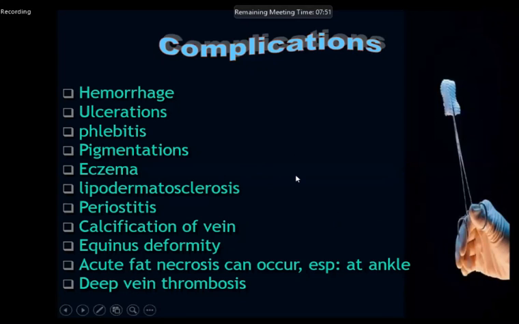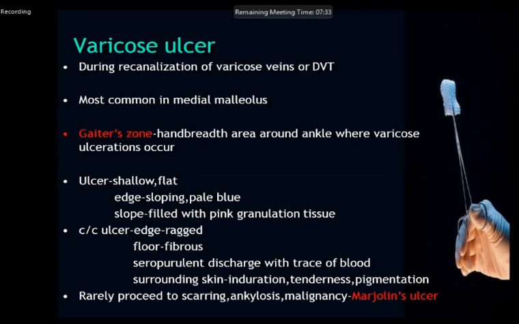The next complication is lipodermatosclerosis, which is inflammation and fibrosis in the subcutaneous tissue. Periostitis, calcification of veins, equinus deformity, acute fat necrosis, especially at the ankle, and at the end deep venous thrombosis. Varicose ulcers.